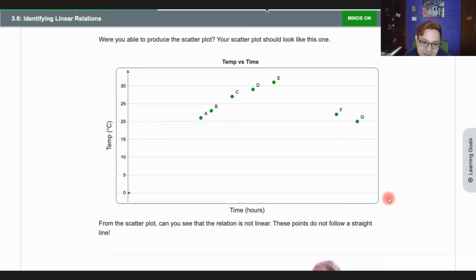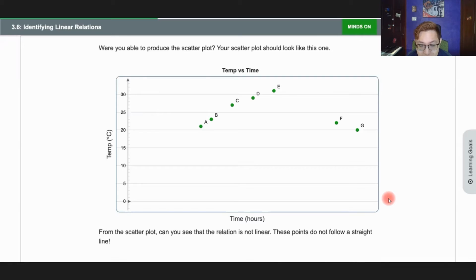Are you sure it's non-linear? I mean, it's linear at least from A to E. It's linear, but then from E to G it's falling off, so of course it doesn't follow a straight line. They say that because 5 and 2 points are quite significant relative to each other, so that's why they say it's non-linear.